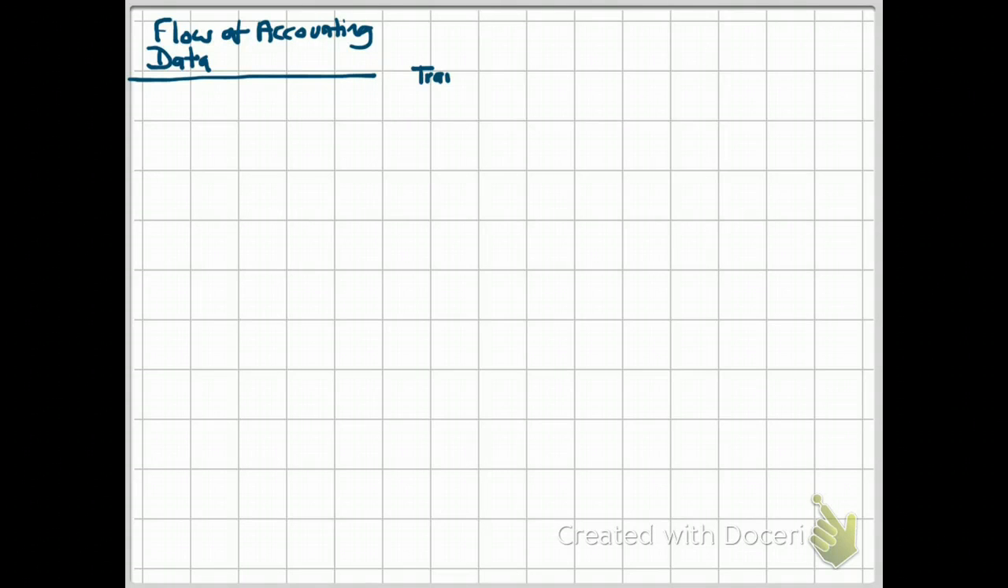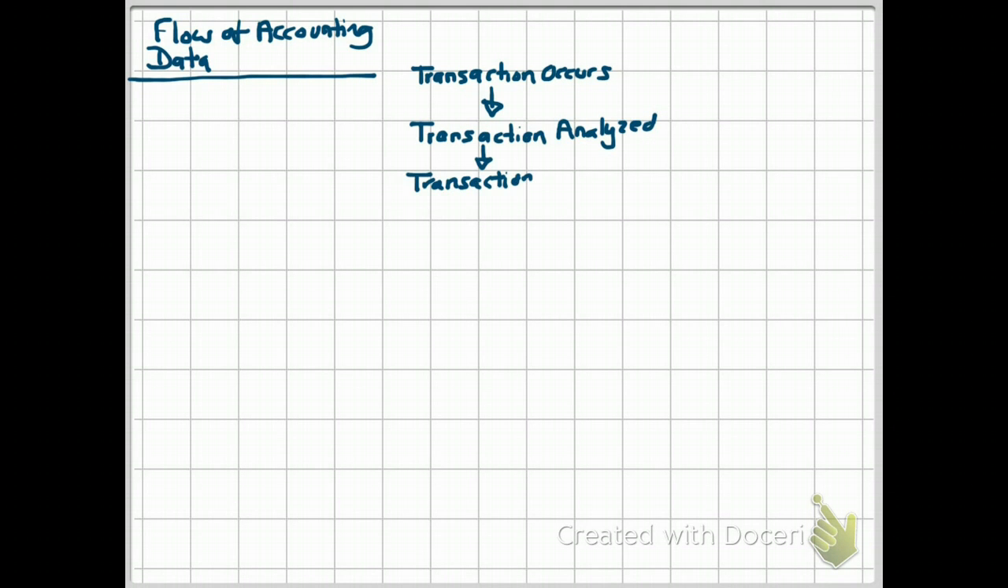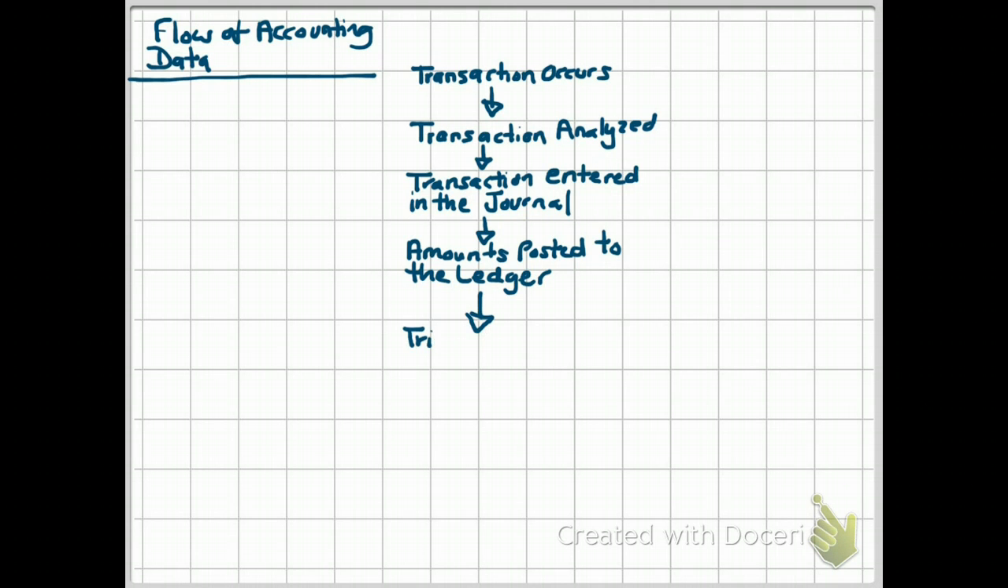Remember, the flow of accounting data starts with a transaction occurring, and then the transaction is analyzed. Then we record the transaction in the journal, and periodically amounts are posted to the ledger. At the end of the period, we prepare a trial balance, which we can then use to prepare financial statements.